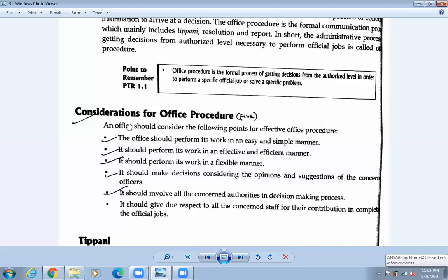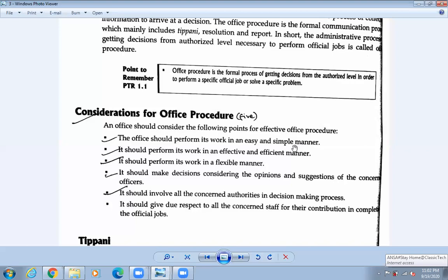Okay, so office procedure ko consideration ke yo, it is very important, right? The office should perform its work in an easy and simple manner. Okay, so ekdam complicated manner for later lecture. So if you want some computer, but you have written a very complicated letter to your manager, okay, money. So he will just laugh.